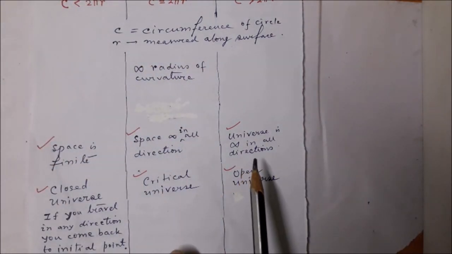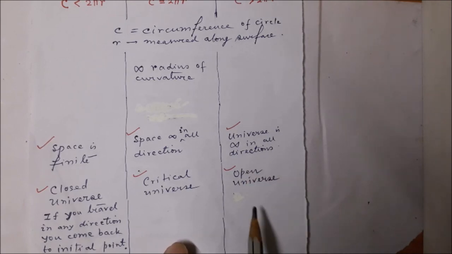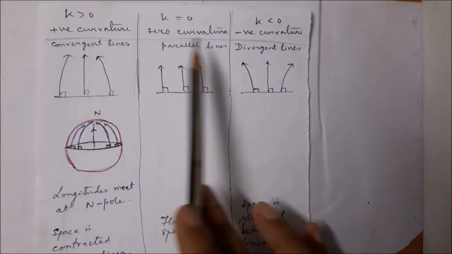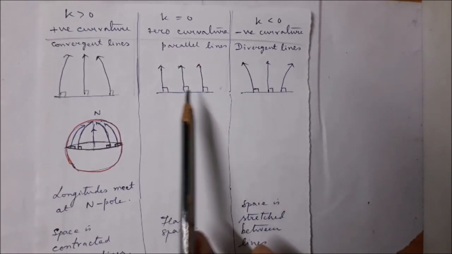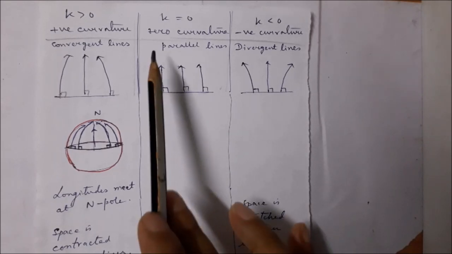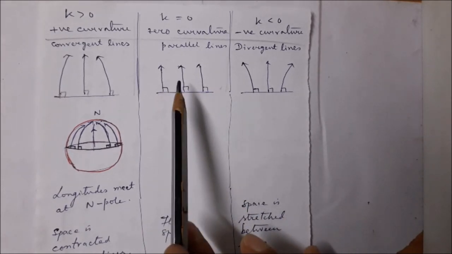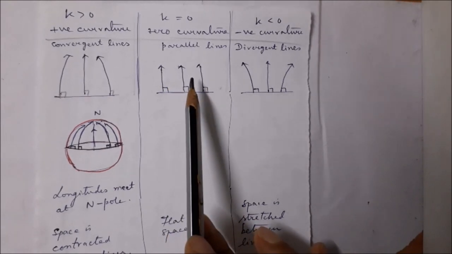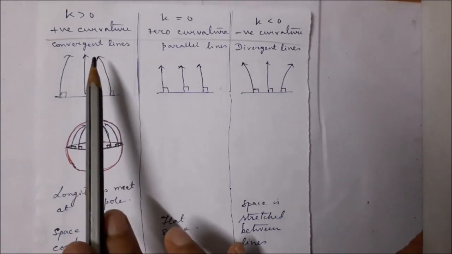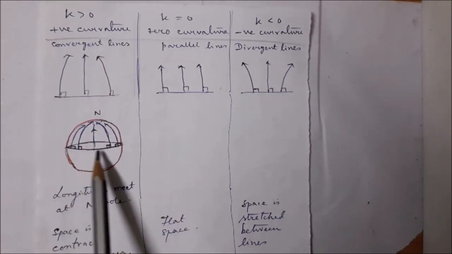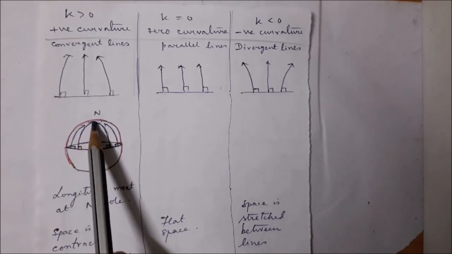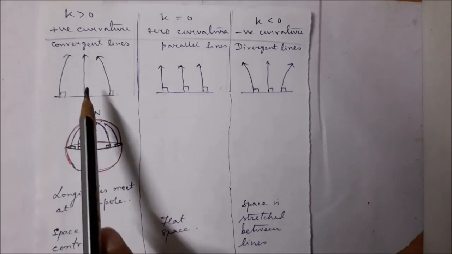And for negative curvature, the universe is infinite in all directions, and we will call it an open universe. In the case of zero curvature, if we draw a line and then draw perpendiculars to those lines on the surface and extend them, they will never meet because the lines are parallel. And this is what happens in a flat space. But in the positive curvature case, if we similarly take a line and then draw perpendiculars, these perpendiculars will meet because they are convergent lines.